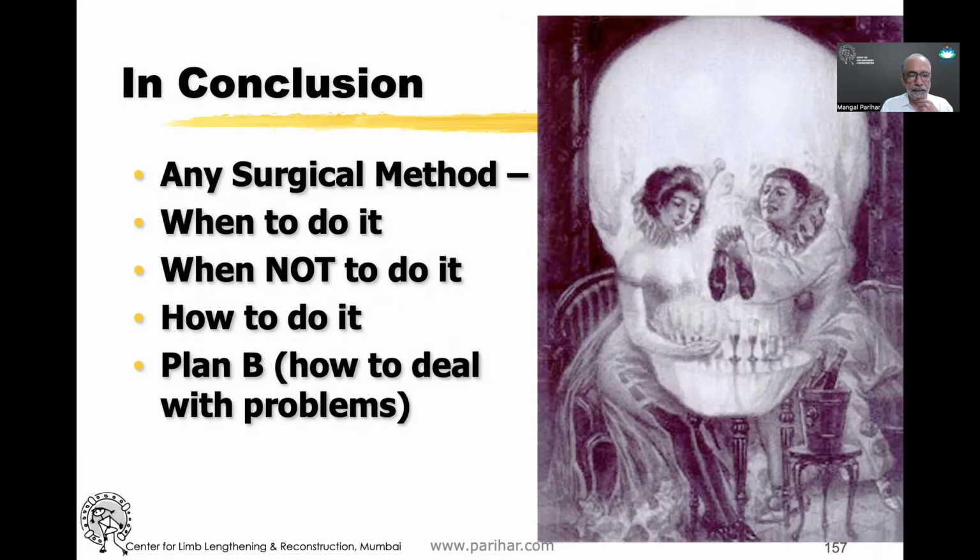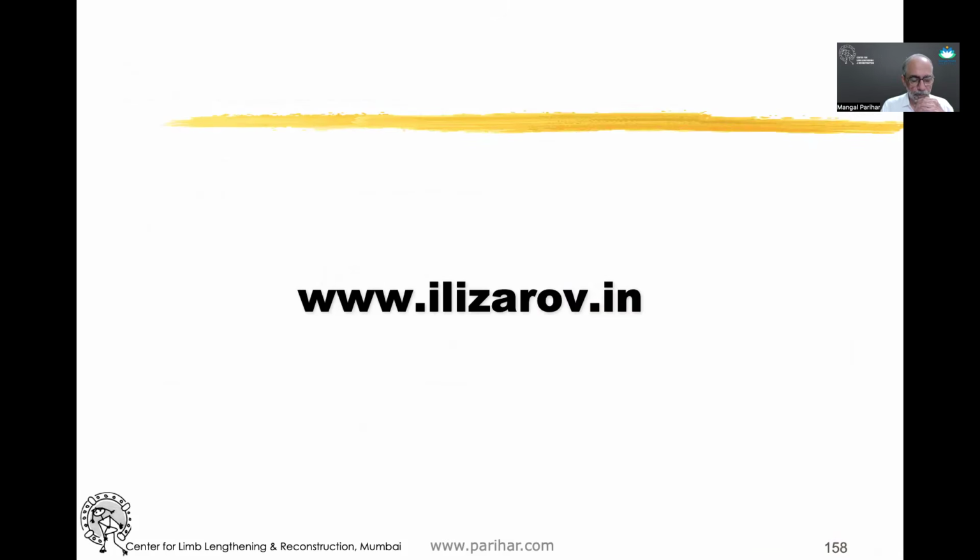So for any surgical method, when to do it, more important is when not to do it. And I think there is a saying that the best surgeons know when not to operate, how to do it, and always have a plan B in terms of if you land up with trouble. If this happens, what am I going to do? If that happens, what am I going to do? Kind of situation, right? Thank you.